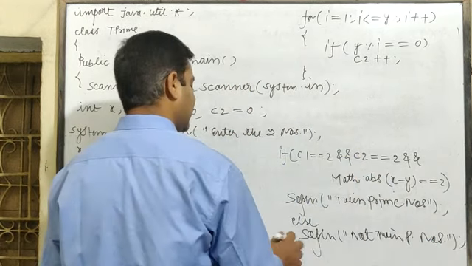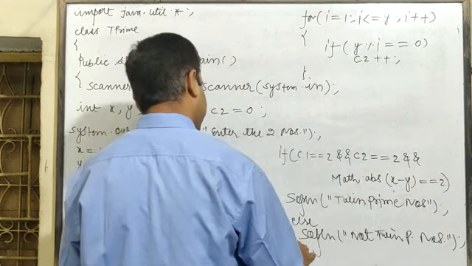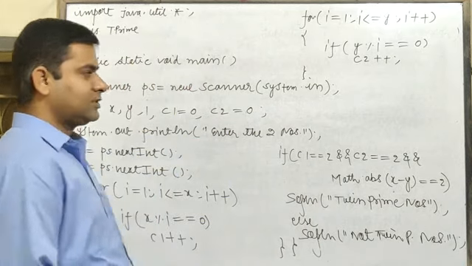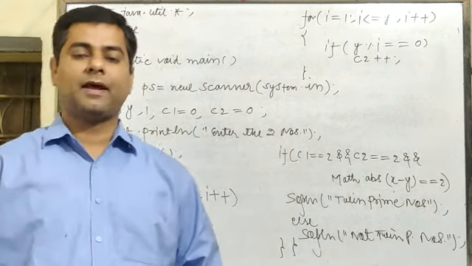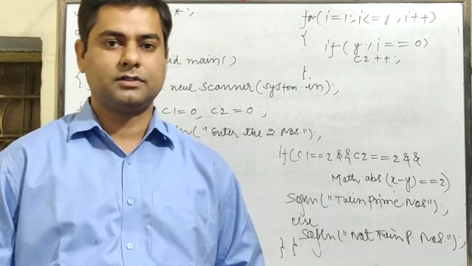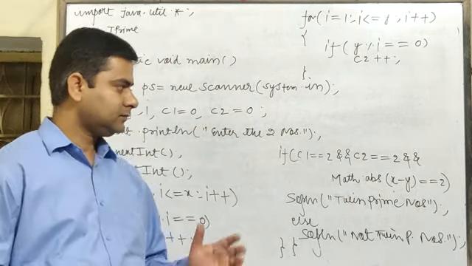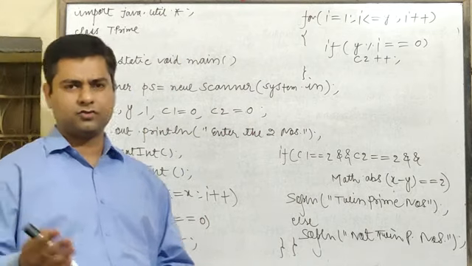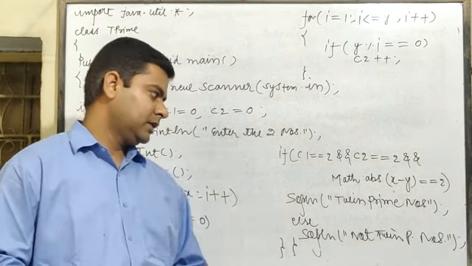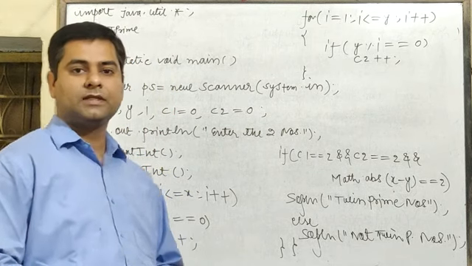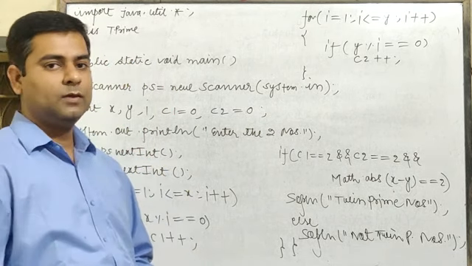This way. Close the curly bracket of main and close the curly bracket of class. So this is the program of checking two numbers to be twin prime numbers or not. You can understand this. Already I have taught you this program in class 9. Now we will proceed to the next program.